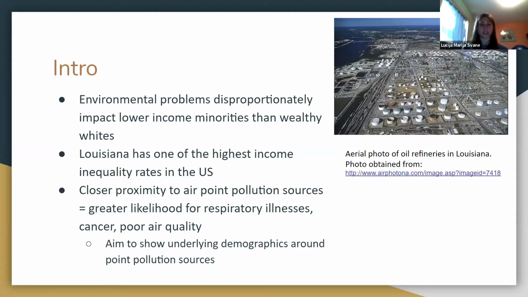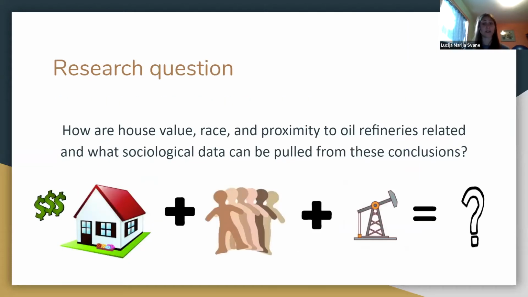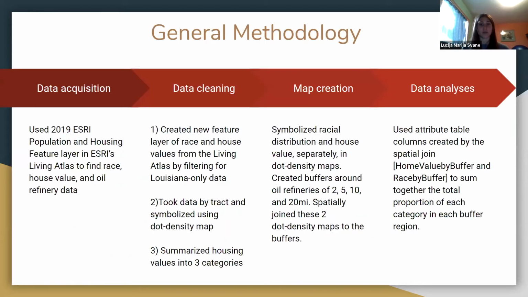And our research question was, how are house value, race, and proximity to oil refineries related, if related at all? And what sociological data can be pulled from these conclusions? For methodology, we used 4 steps.